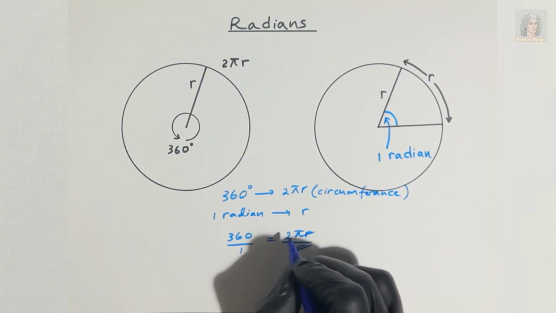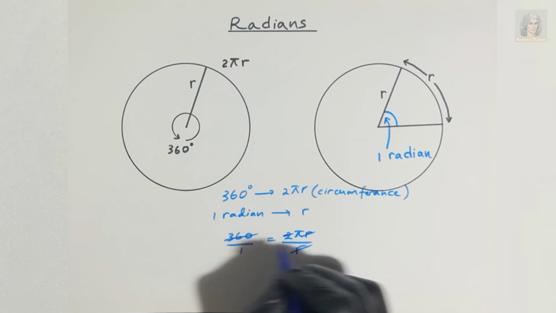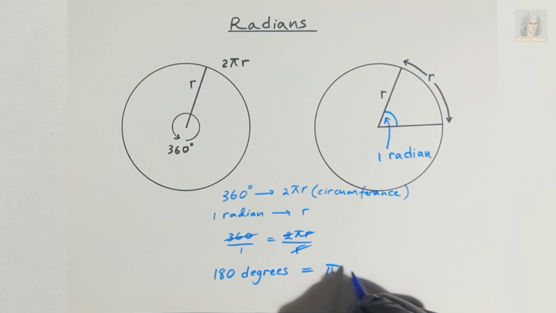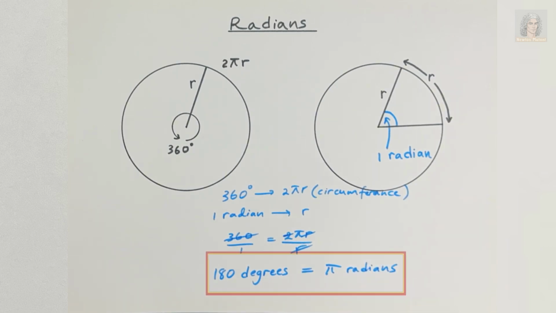r cancels off, and 2 cancels off with 360. So we have 180 degrees equals pi radians, the most important formula that defines the relationship between degrees and radians. We can easily convert between radians and degrees using this formula.